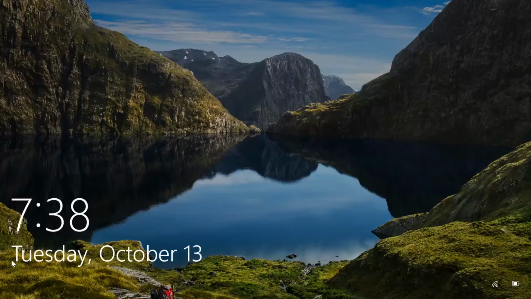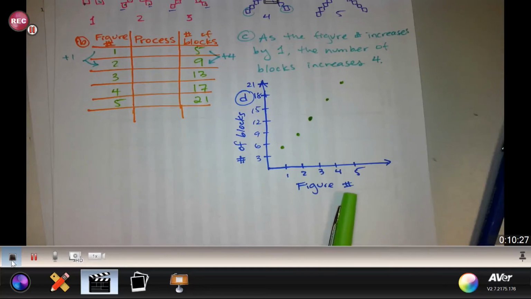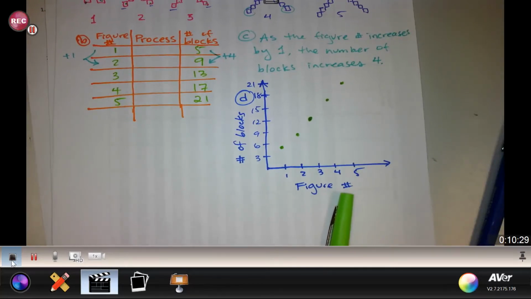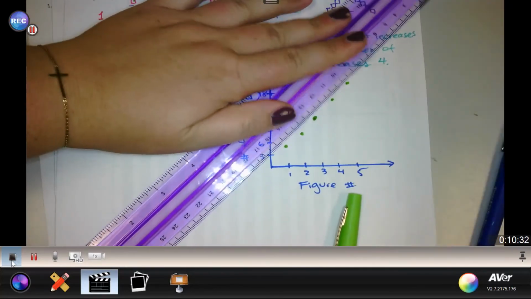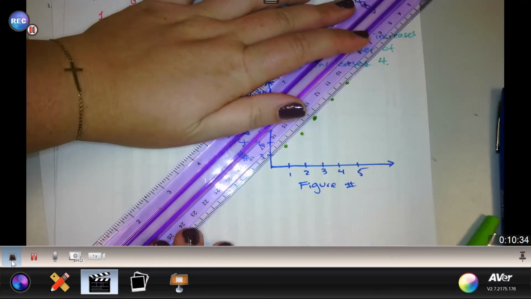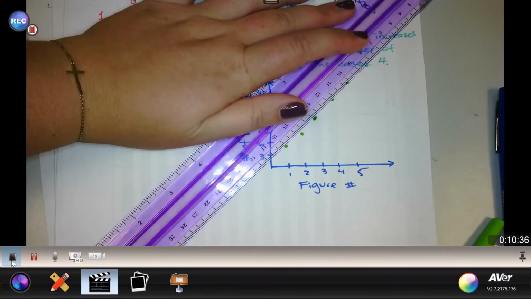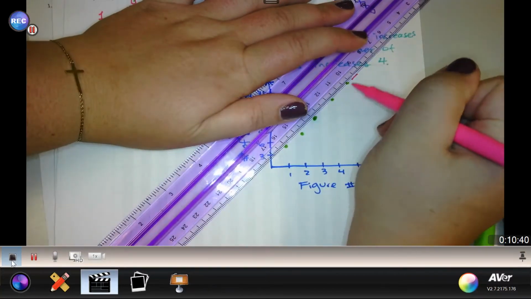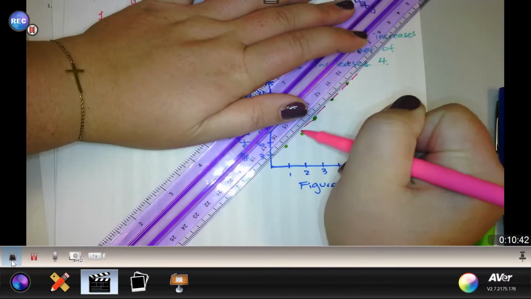Okay, so as best I can here, I'm going to take this. You can see mine are not all that great, are they? And give myself a dashed line here that goes through the points.